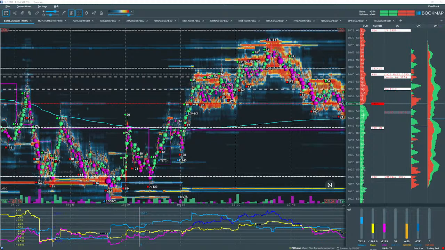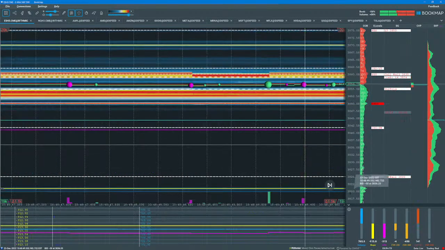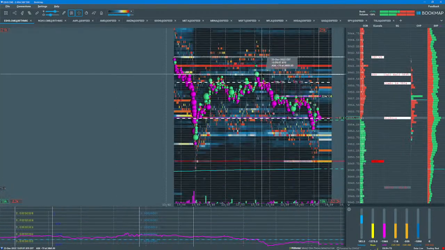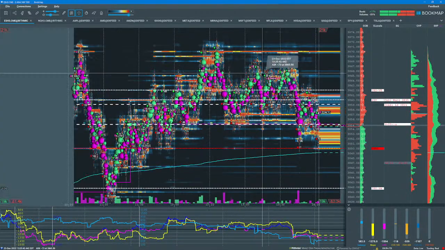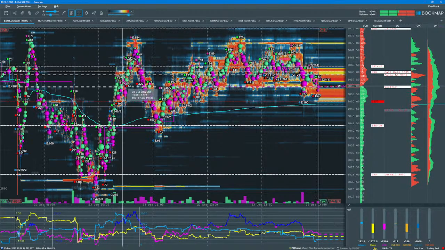Okay, now I'm going to scroll a little bit. Oops. Sorry about that. So that was the long setup, the bullish setup this morning, clearly shown.